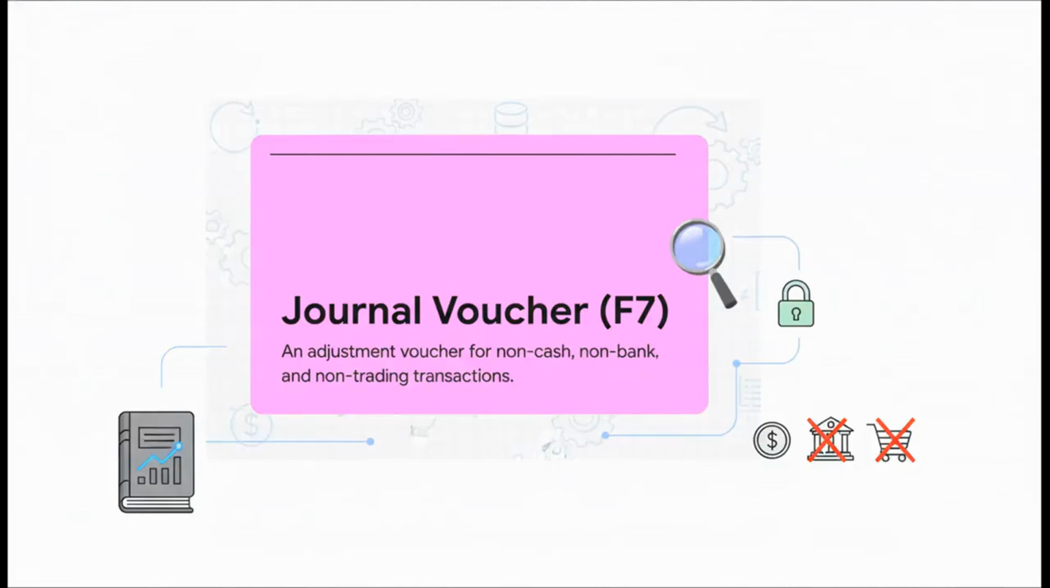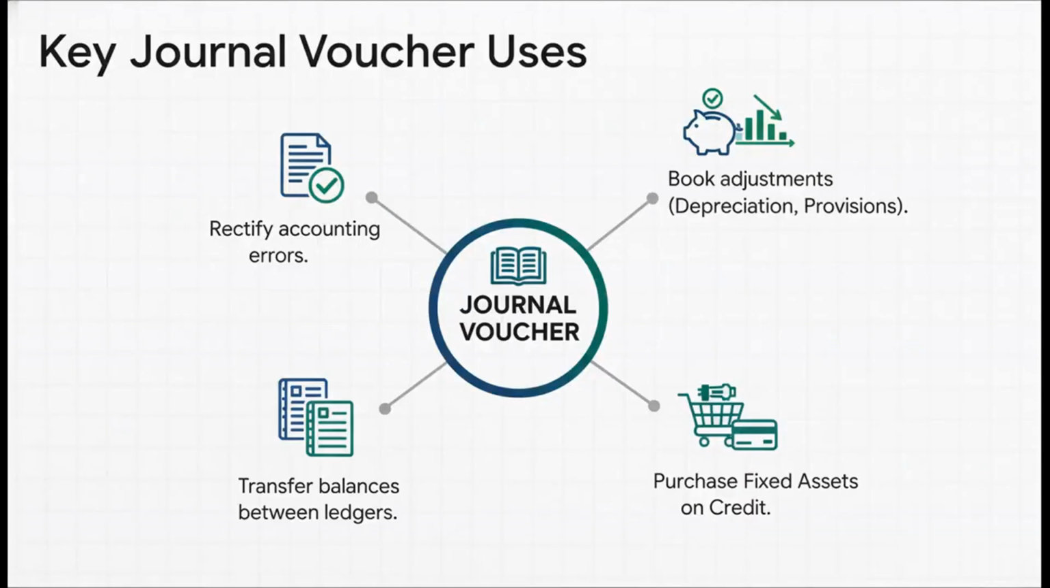It's the tool for any transaction that doesn't involve cash or a bank account right away and isn't a normal sale or purchase. It's all about making those critical adjustments behind the scenes. So when do you pull it out? Well, it's your go-to for year-end stuff, like booking depreciation on your machines, or for setting aside provisions. It's also perfect for fixing accounting mistakes.